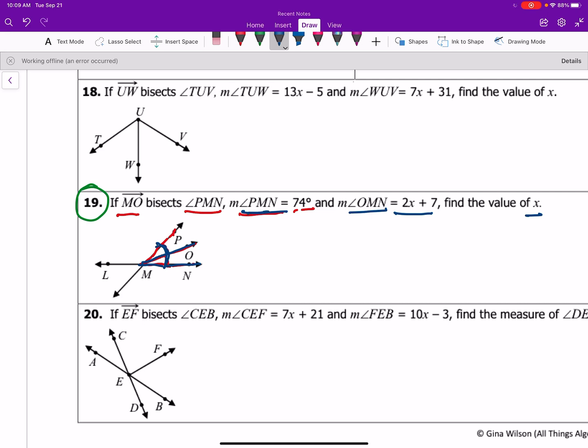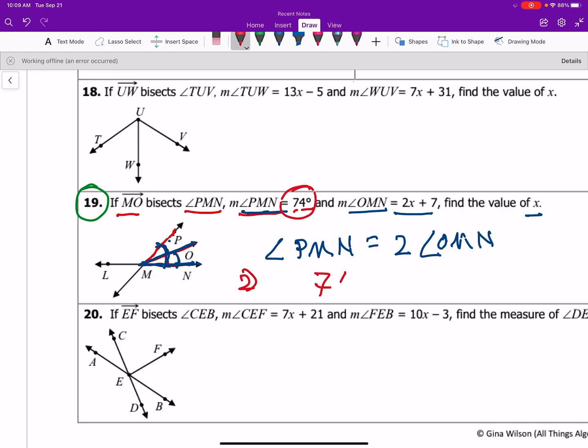We know that PMN has to be twice OMN, because this is half, this is bisecting. So twice angle OMN. So what will the relationship be? PMN is given as 74, so you say this is 74, and this is given as 2x plus 7. So you form up your equation. So you solve it now.